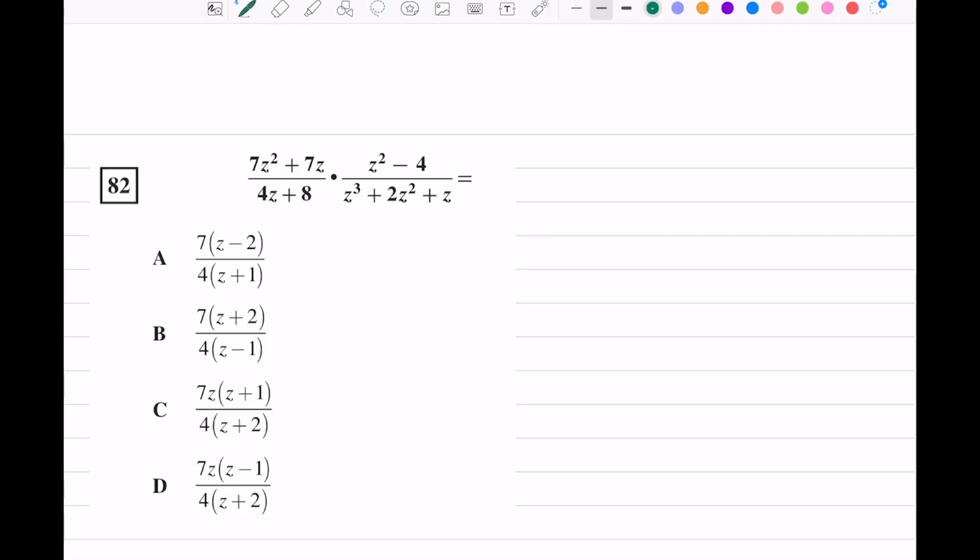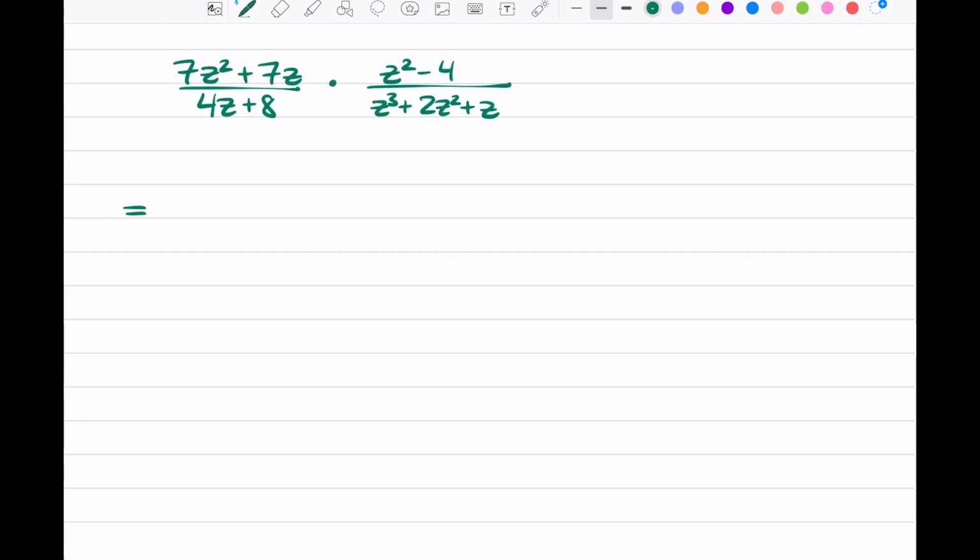7z squared plus 7z divided by 4z plus 8, this fraction multiplied by z squared minus 4 divided by z cubed plus 2z squared plus z. So this is a bit more complicated. Let's start by rewriting our problem. We'll take this step by step. Starting with the numerator here, we'll factor that. There's only 2 pieces, so we need to factor out the common number that we're multiplying, which means we would factor out 7z, and we're left with z plus 1.